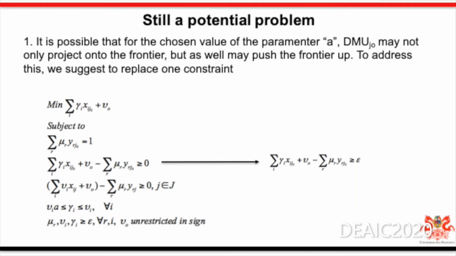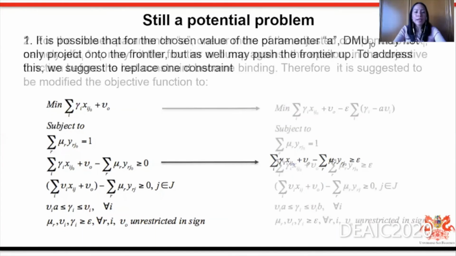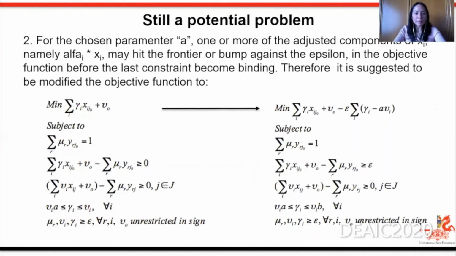As you can see in this slide, we have imposed an epsilon value. This epsilon value is a small positive number which permits the adjusted components to be arbitrarily close to the frontier without touching it, hence without distorting it. In the next slide, I show you the second problem.